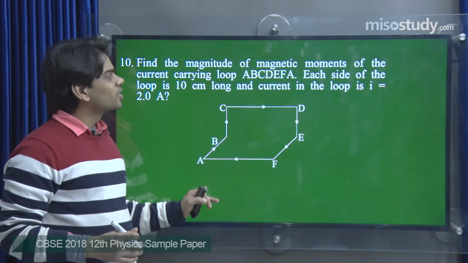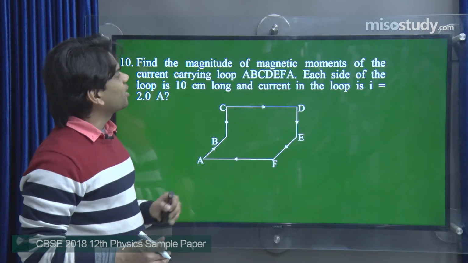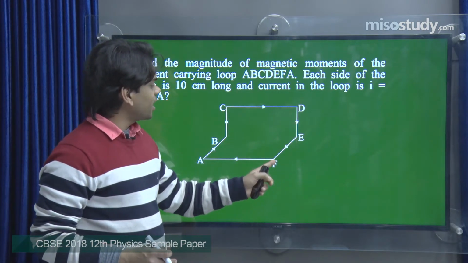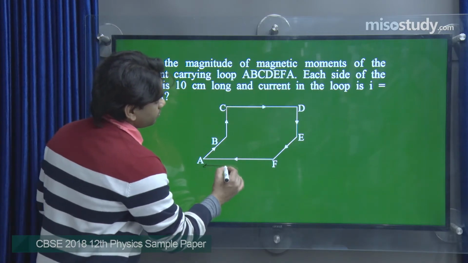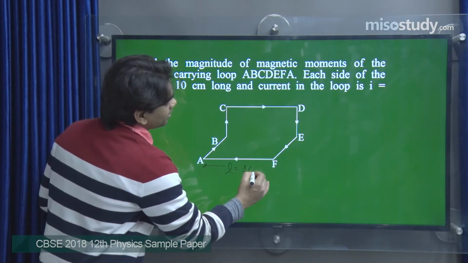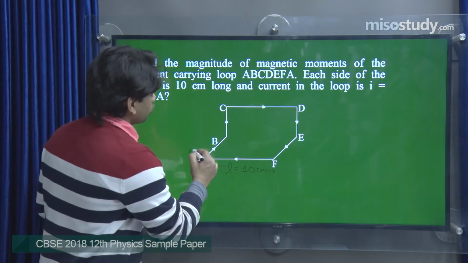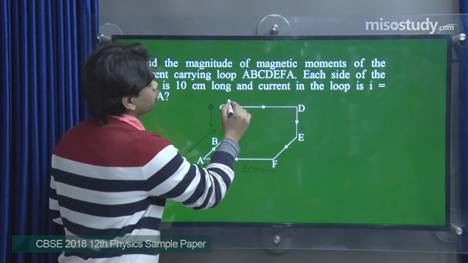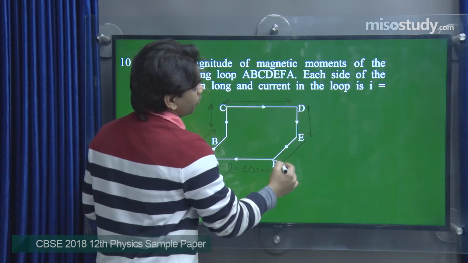Interesting question, the 10th one. Find the magnitude of the magnetic moment of the current carrying loop A, B, C, D, E, F, A. We have loop A, B, C, D, E, F, A. Each side of the loop is 10 centimeter long. So I'm writing each side of the loop to be 10 centimeter long. This is 10 centimeter, this is also 10 centimeter, this is also 10 centimeter, and so on. We have 10 centimeter each side of the loop, which I have marked here.